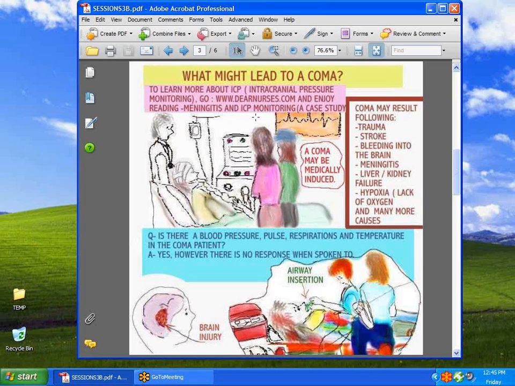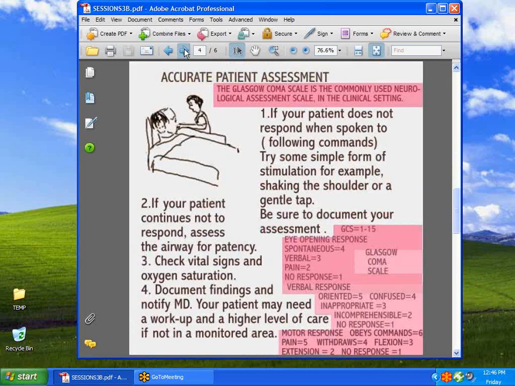What reasons might patients be in a coma? Well, sometimes it can be medically induced in order to keep the intracranial pressure under control. It might be brought on by trauma, a stroke, some kind of bleeding event like intracerebral bleeding, meningitis. Even the patient who has a problem with the liver or kidney might go into a coma. Hypoxia, which is a lack of oxygen. There are just numerous causes why patients may go into a coma. One thing is clear, that even when a patient is in a coma, they will have a blood pressure, temperature, respirations, and we continue to give them good care until they wake up or whatever decisions are made.